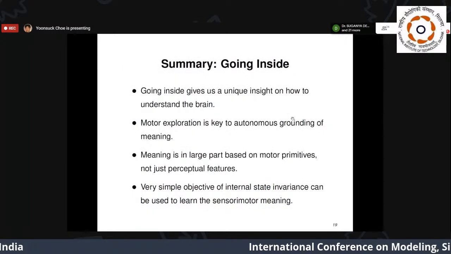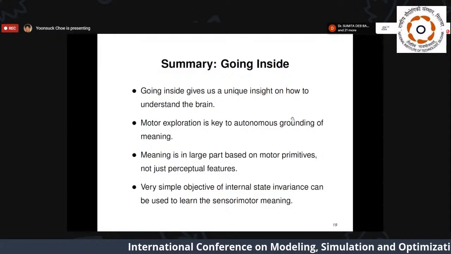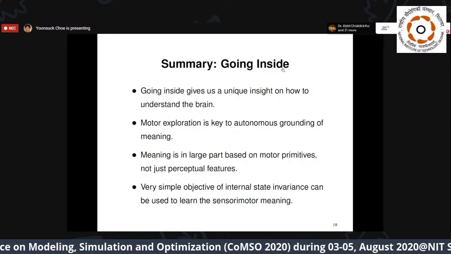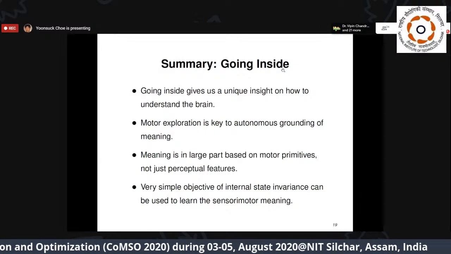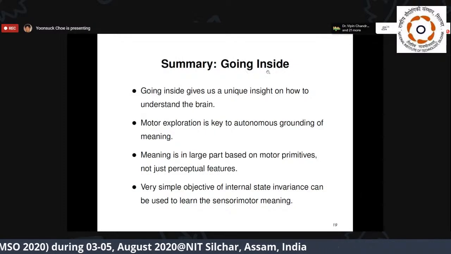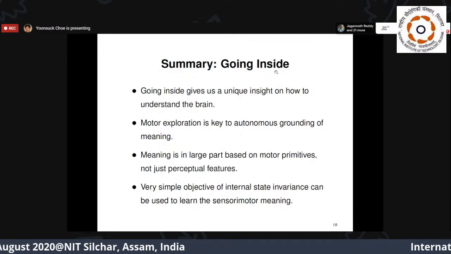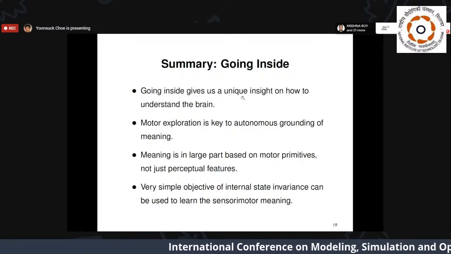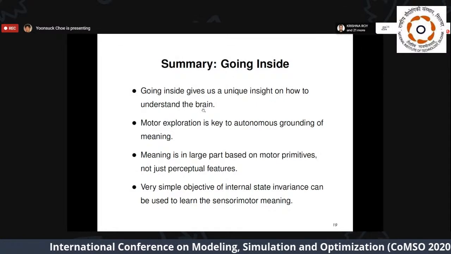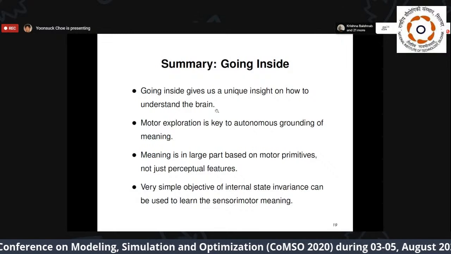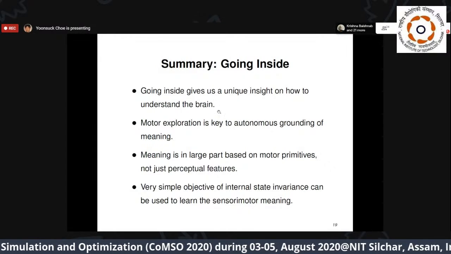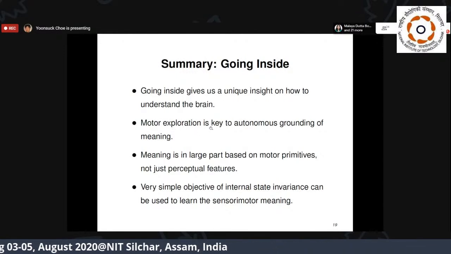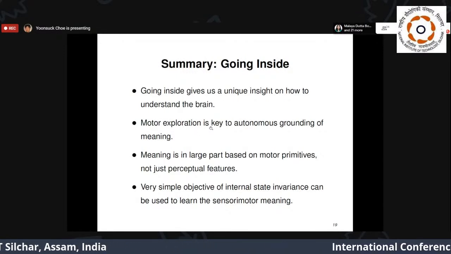So to summarize the first part, going inside and trying to figure out how the brain can understand the external environment based on information only available inside the brain. So going inside gives us a unique insight on how to understand the brain, because this is actually the problem that is faced by the brain itself. And motor exploration is key to autonomous grounding of meaning.